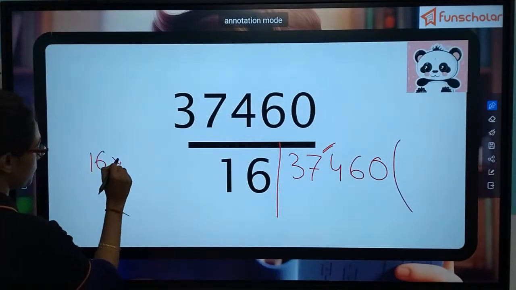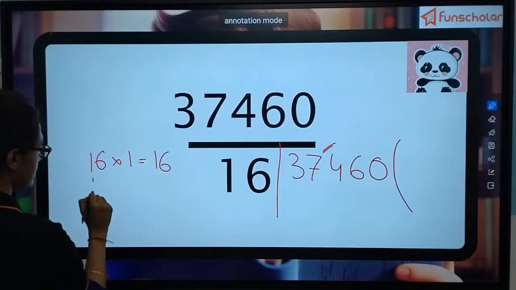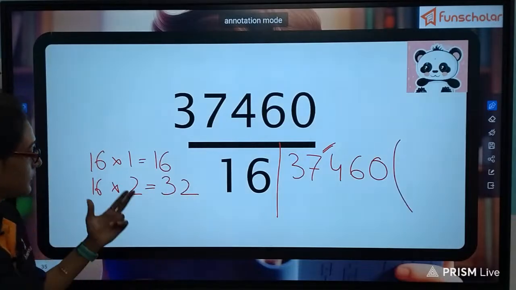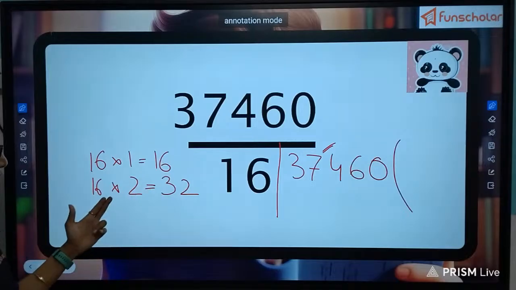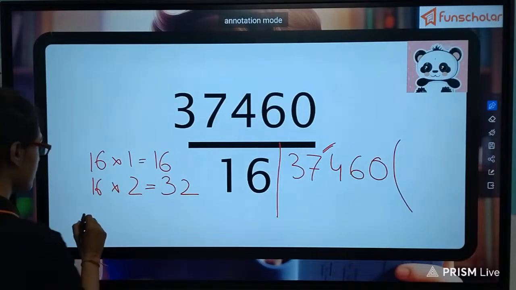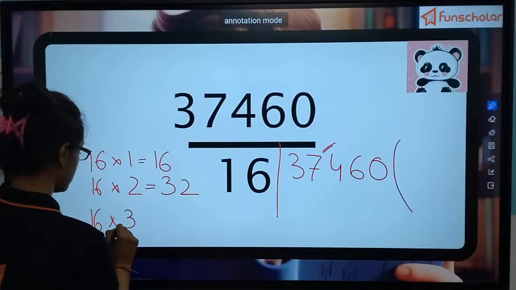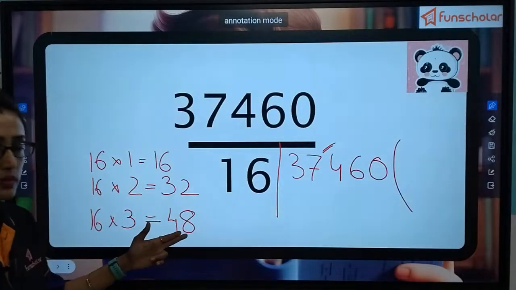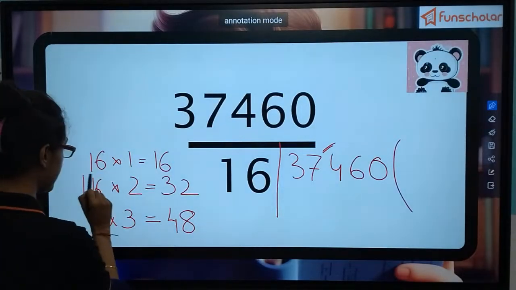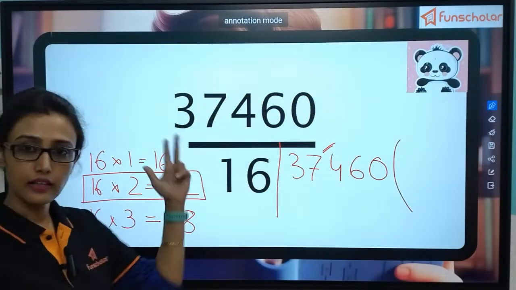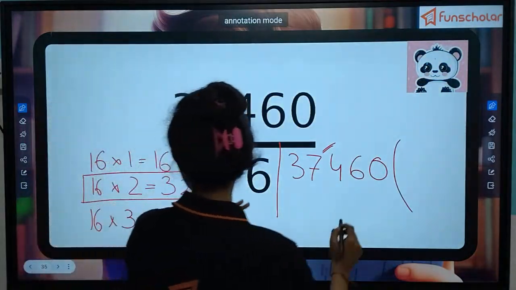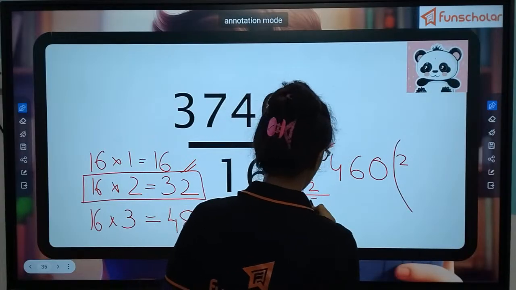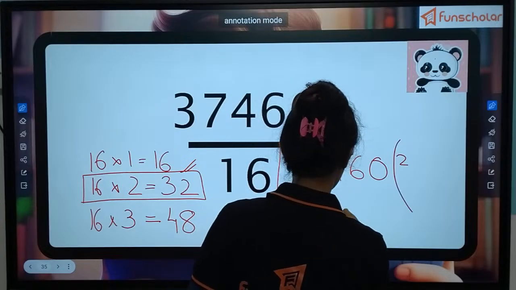Now 16 into 1 equal to 16. 16 into 2 is equal to 32. Right? So 16 2s are 32. This is the nearest one because 16 into 3 comes 48, which is again larger. So we will take the nearest term like the previous one. Okay? So 16 2s are 32 minus, 5. Next comes 54. Okay?